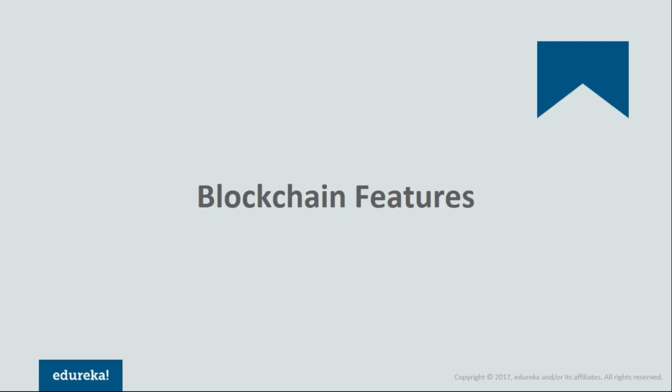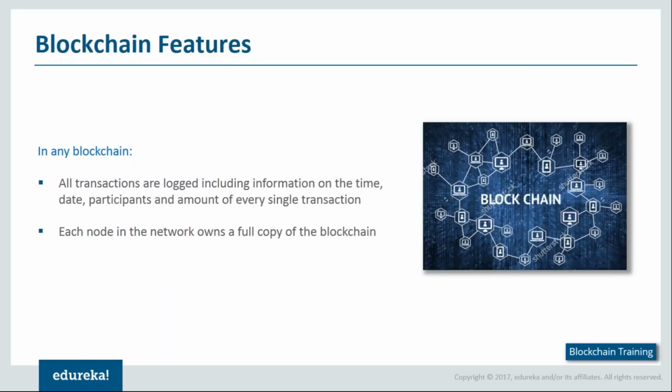So now let's talk about the various blockchain features. Now in any blockchain system, all the transactions which are validated get included as part of it. Now the information here basically is the time at which the transaction is taking place, the date on which the transaction is taking place, the people involved. As I had mentioned here, the public keys as well as the amount that is being sent. All this information with respect to every transaction is stored.